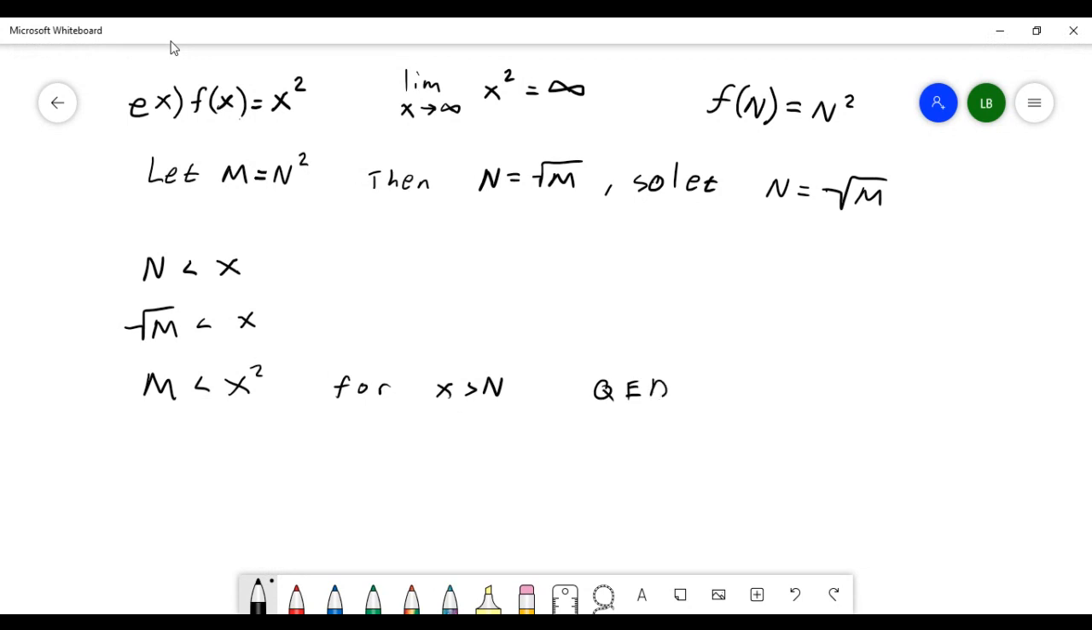We showed that for any m value we can pick, we can find an n, so that whenever x is bigger than n, x squared is bigger than our m value.